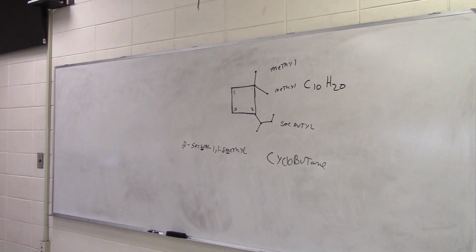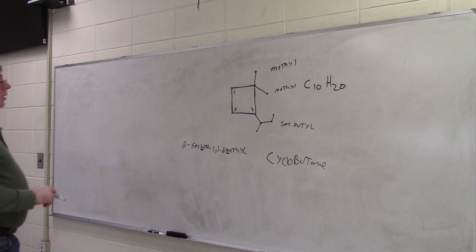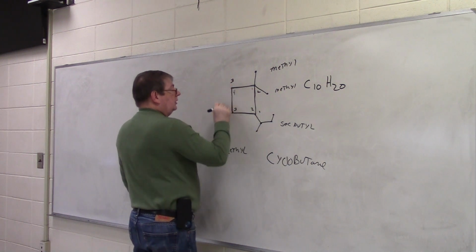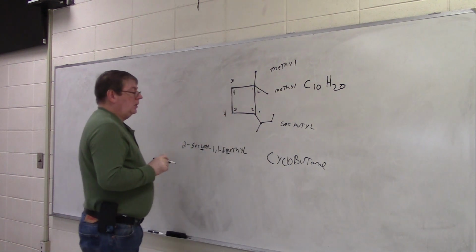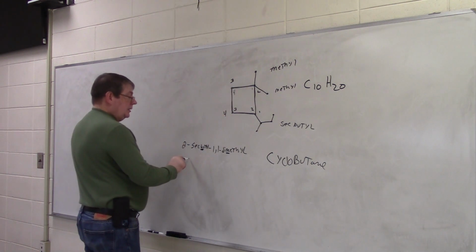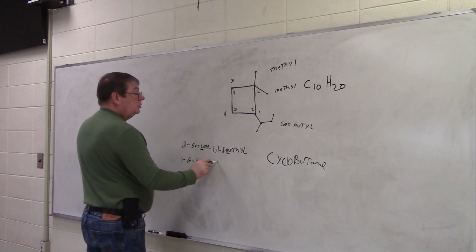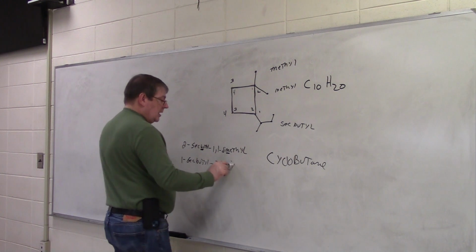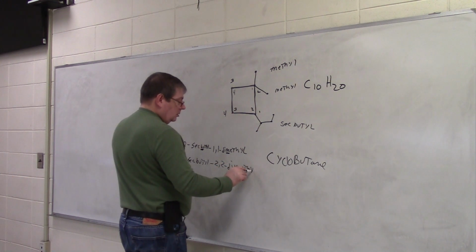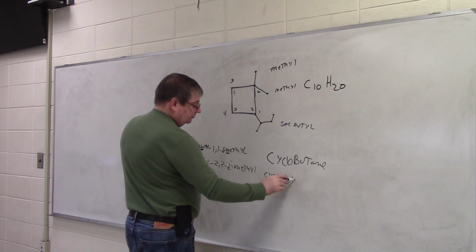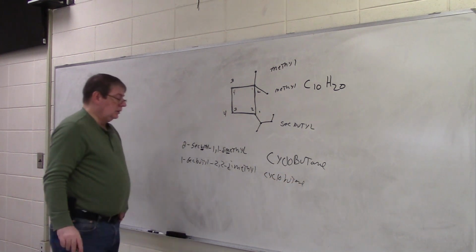And you'll notice that I kind of got confused, that's why I had to do the second part, it's a little separate. Or we can number this way, 1, 2, 3, 4. And that would give me 1-sec-butyl, 2,2-dimethyl cyclobutane. Which one's correct?